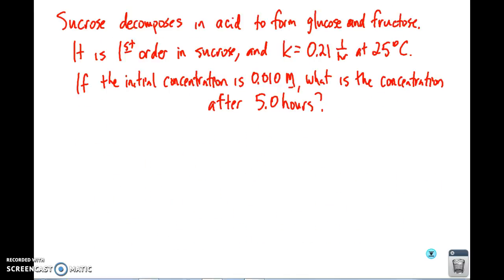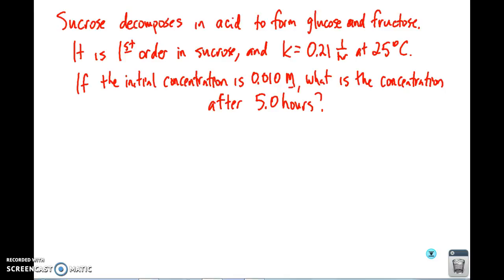So here's our problem. We're going to take sucrose and let it decompose in an acid to form glucose and fructose. Now the chemical reaction we didn't really care about because remember that the order of the reaction is not related to any balanced equations or anything like that. The order of the reaction is found experimentally. Now they're telling us this is first order. They give us the value of K and they want us to figure out what the new concentration will be after 5 hours if I start with a given concentration of 0.01 molar. Now remember that's 0.01 moles per liter. Molarity is all the same.